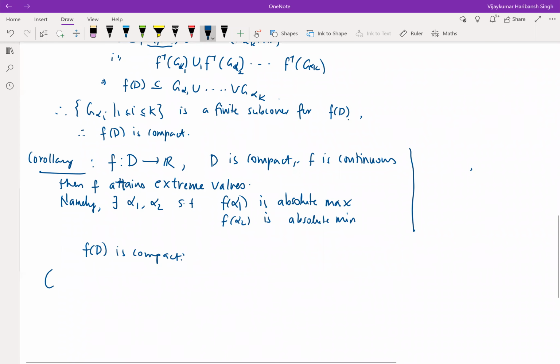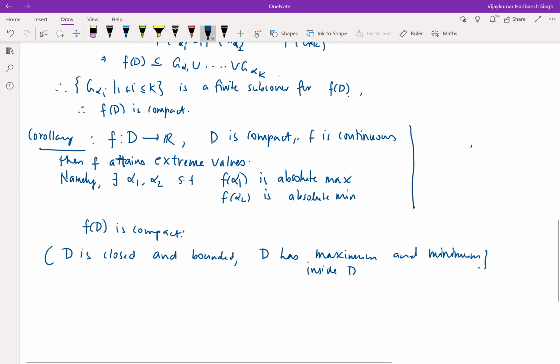So recall we had this result that if D is closed and bounded, then D has a maximum and minimum inside D. Now note that this is a maximum of a set, the largest value of this set, because all of our sets are in real numbers, and in real numbers we have ordering. So with respect to that ordering, we are saying it has a maximum and minimum element inside D.